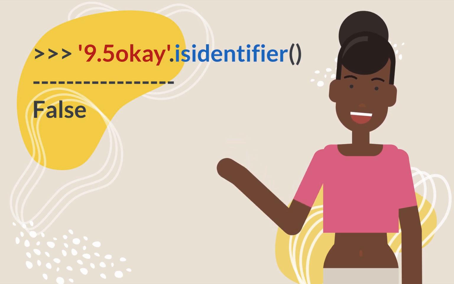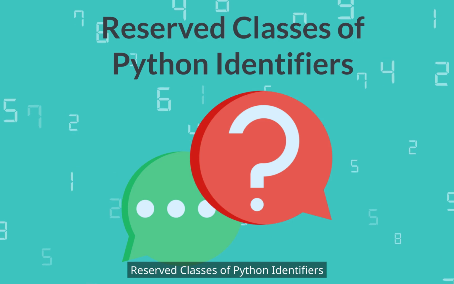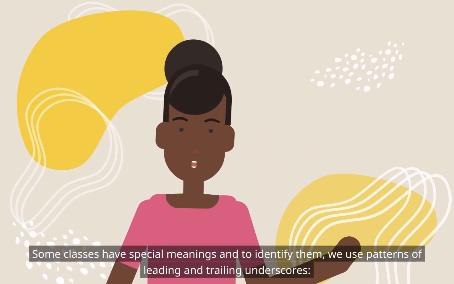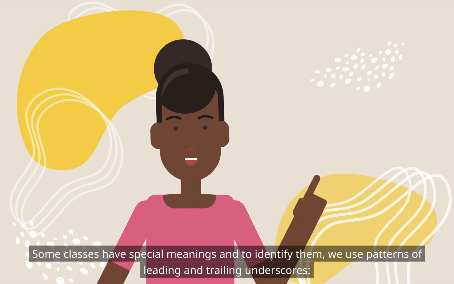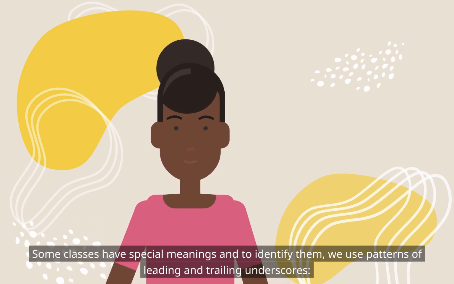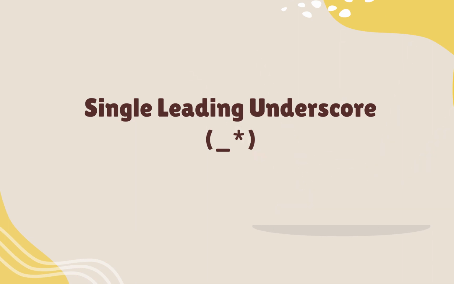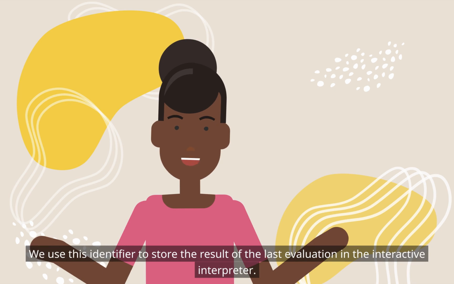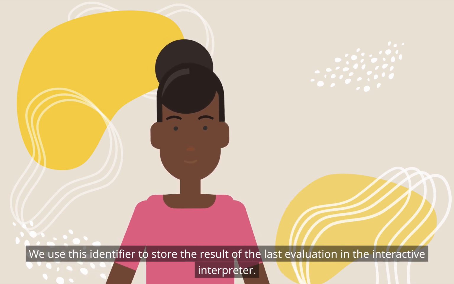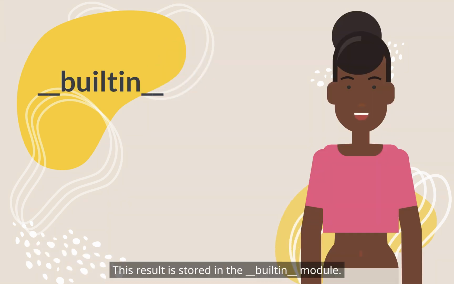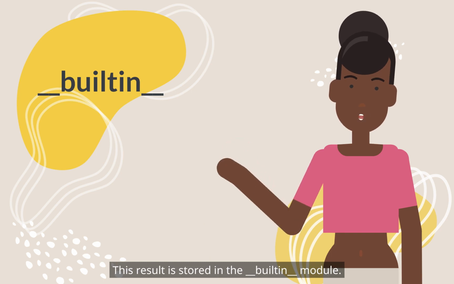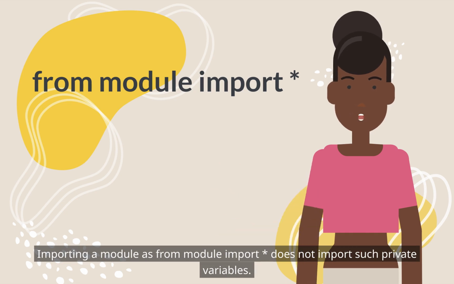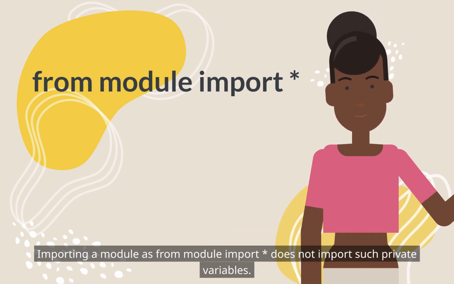Reserved classes of Python identifiers. Some classes have special meanings, and to identify them, we use patterns of leading and trailing underscores. We use this identifier to store the result of the last evaluation in the interactive interpreter. This result is stored in the builtins module. Importing a module as from module import * does not import such private variables.